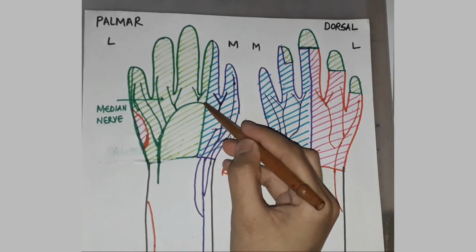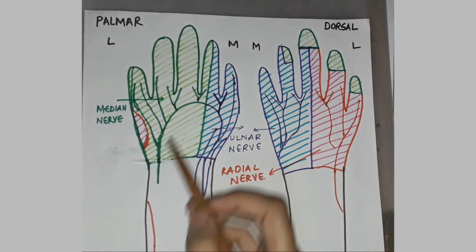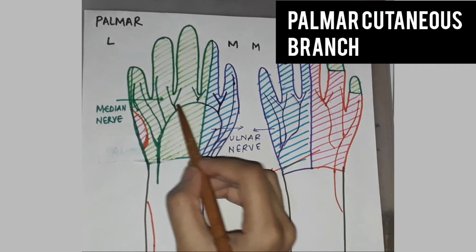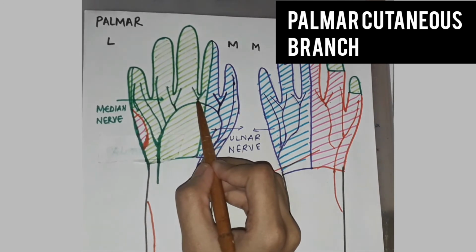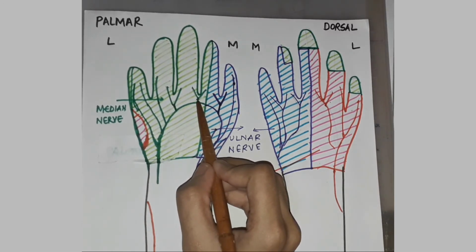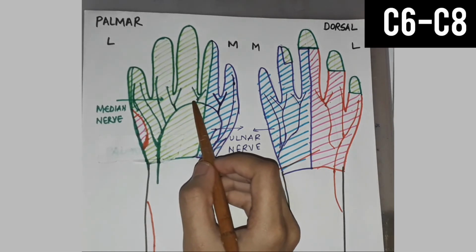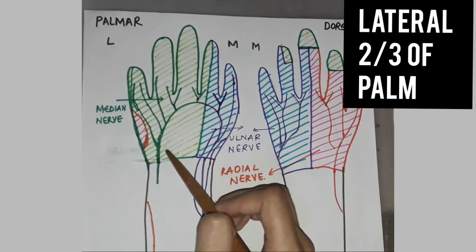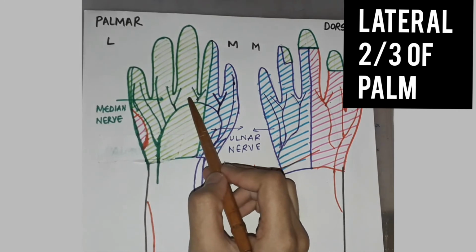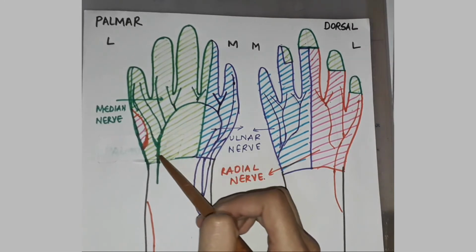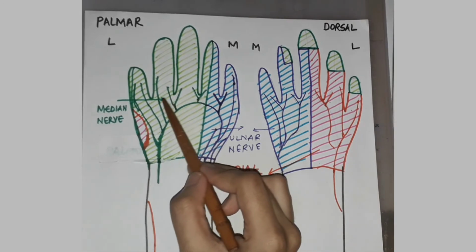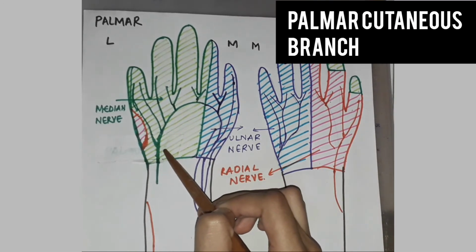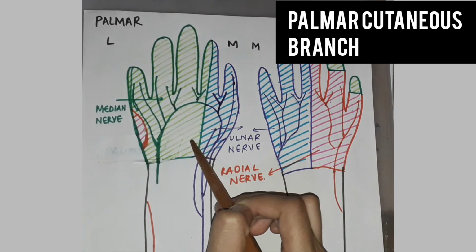It gives off two sets of cutaneous nerves in the hand. The first branch is the palmar cutaneous branch. The root value of the palmar cutaneous branch is C6, C7 and C8. It supplies the skin over the lateral two-third portion of the palm, including the area over the thenar eminence. So this portion of the palm is supplied by the palmar cutaneous branch of the median nerve.